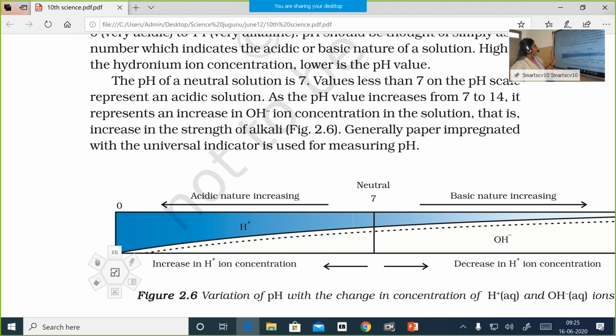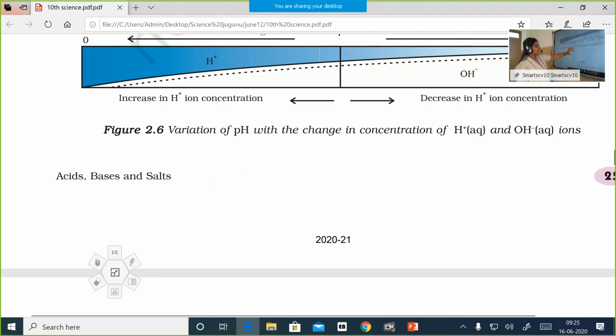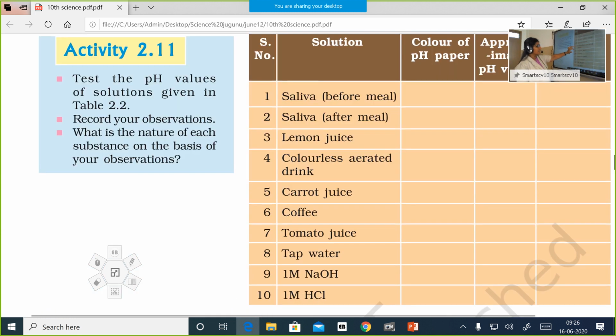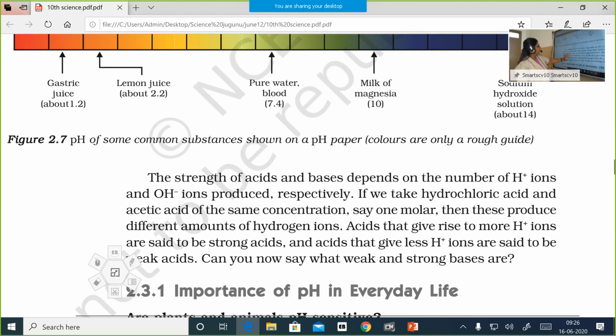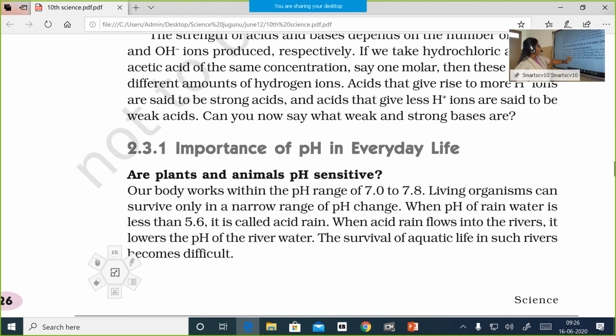Generally, paper impregnated with universal indicator, we call it pH paper. How is pH paper made? By dipping a paper in the universal indicator, drying and using it as pH paper. It's very easy finding out the strength of acids and bases. This is an experiment that you need to do. We'll discuss it later. I read this paragraph earlier.